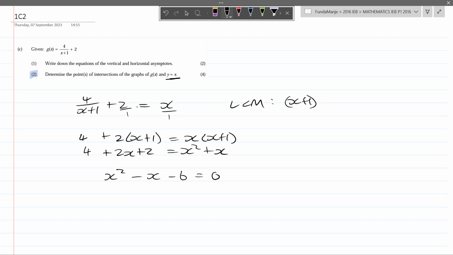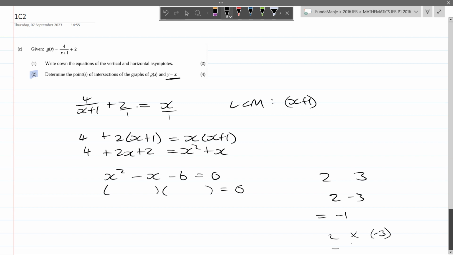And then we open up our two brackets and look for the factors of minus 6 that can give us minus 1 when we add. And just thinking about it, that would be 2 and 3. So if we take 2 and we subtract 3, we get minus 1. If we take 2 and multiply with negative 3, we get negative 6. So that works out because negative 6 is our constant here and minus 1 is the value we also have there. So we're going to have x plus 2 and x minus 3.